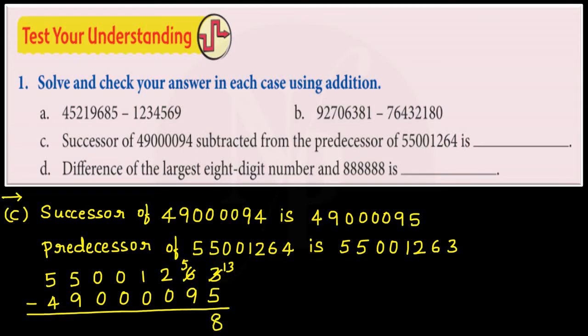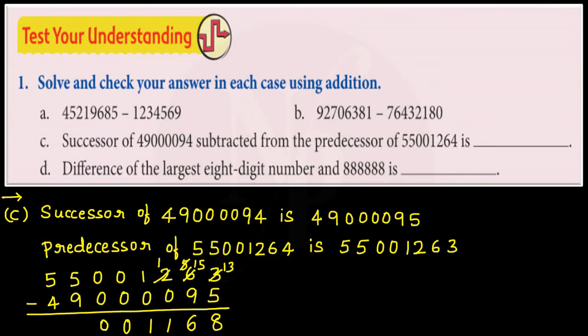And subtracting 9 from 5 is not possible. Again you need to regroup. You will make this one, and this will become 15. Subtracting 9 from 15, you get 6. Here subtracting 0 from 1, you get 1. Again you get 1 here. Subtracting 0 from 0, you get 0. Here also you get 0.